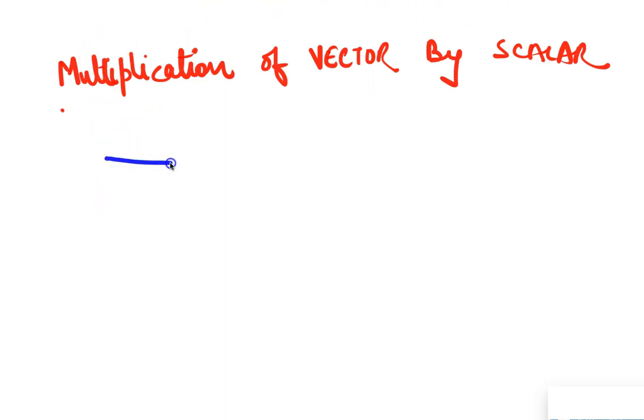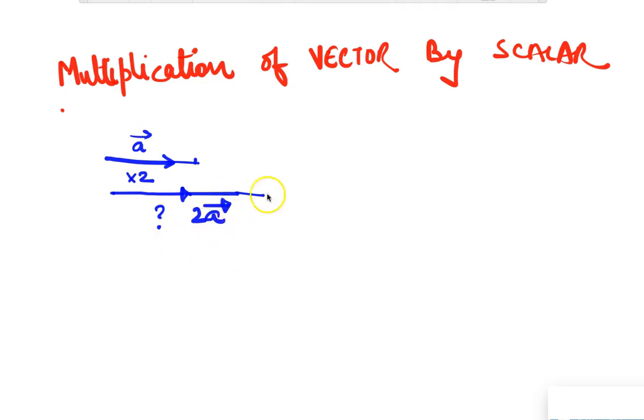So if you have a vector A and you multiply it by 2, then what is this vector? The direction of the vector is not changing. What is changing is only the magnitude. So we can simply say that this vector is equal to 2A vector. So multiplication of vector by scalar will just increase the magnitude without changing the direction.